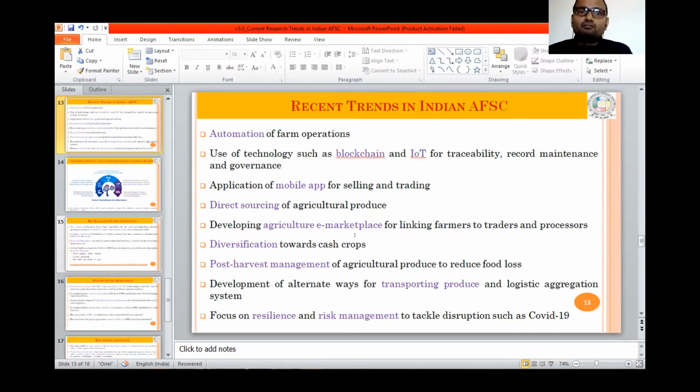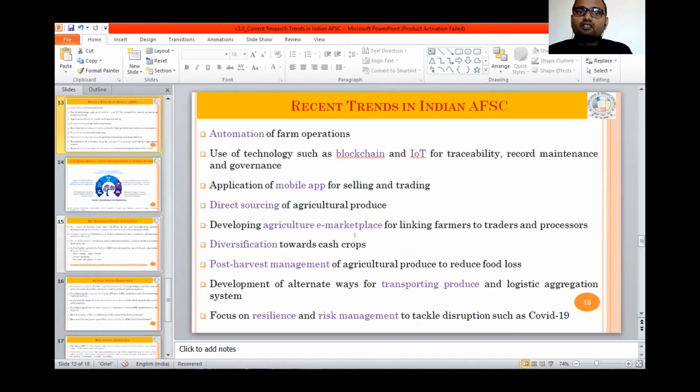And with all these efforts, in India, if you see, there are basically only a few crops which are grown widely. So the government is trying to diversify towards cash crops so that the income of the farmers can be increased. And there are policies and work going on to reduce post-harvest losses. There is also a focus on the development of various transportation modes.